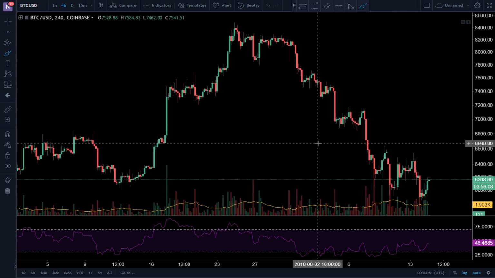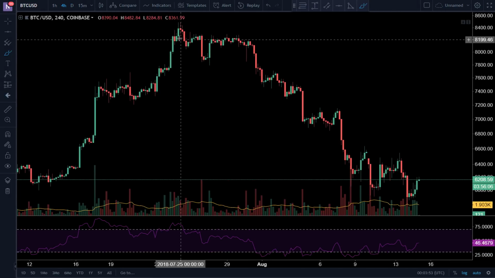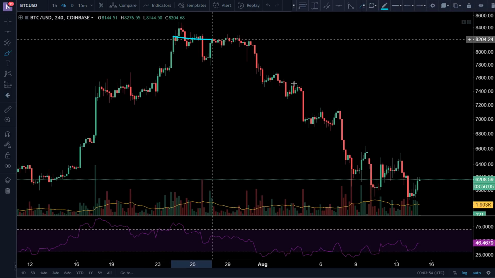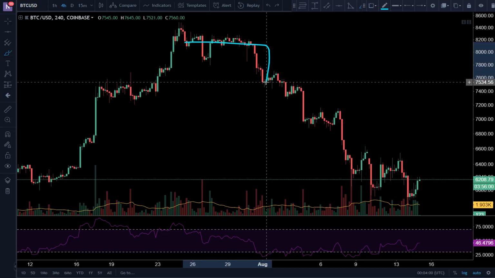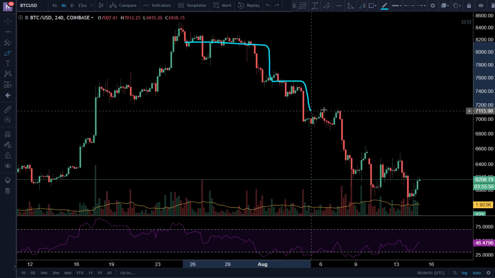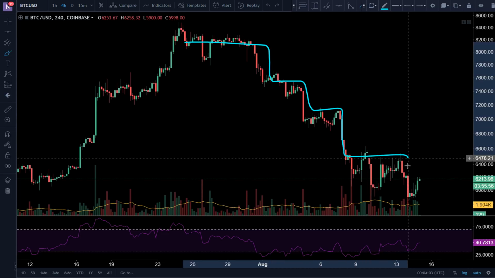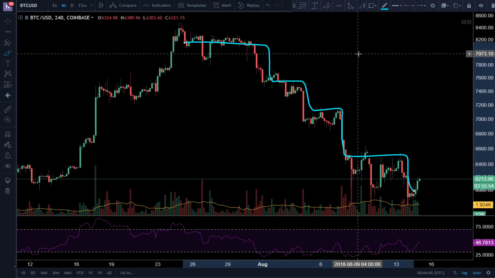Let's jump down here to the 4 hour. You can see the stair-step pattern I've been talking about, all the way down here, where as soon as the bulls think they finally gained some ground, we're giving it back all the way down here, right? And it just keeps coming down and down and down.